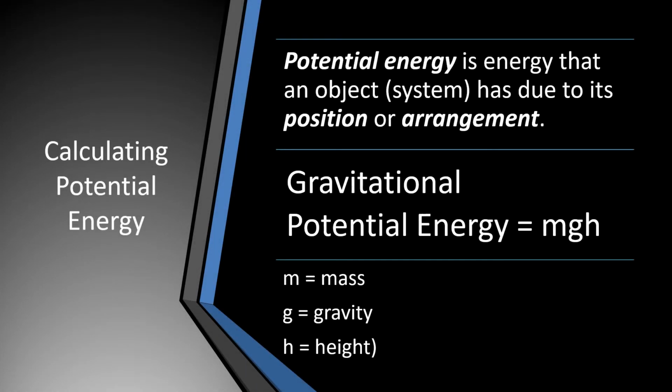Now, let's say that I wanted to calculate potential energy. Potential energy is the energy that an object or a system has due to its position or arrangement. We have a very simple formula for this: gravitational potential energy, often written as PE. Potential energy is equal to mgh, where we have mass, gravity, and height.